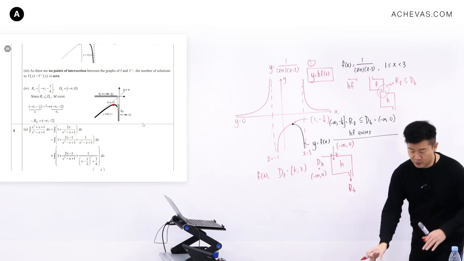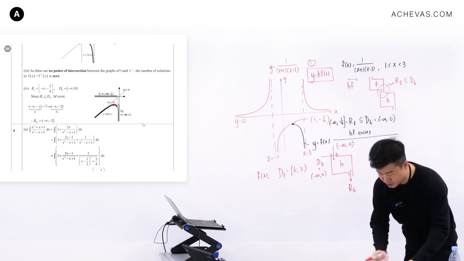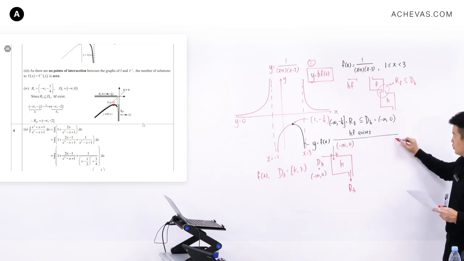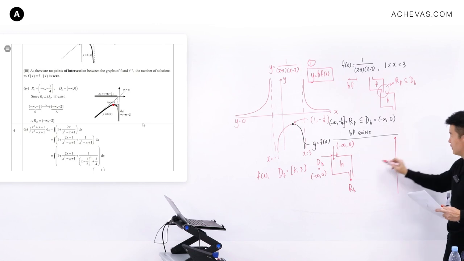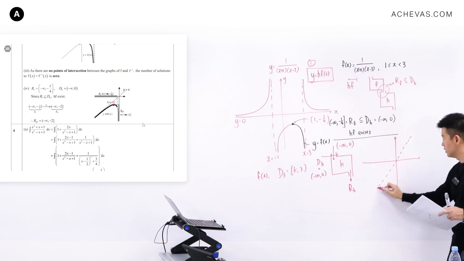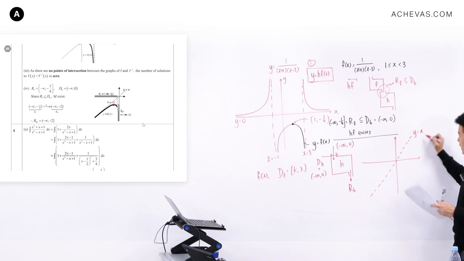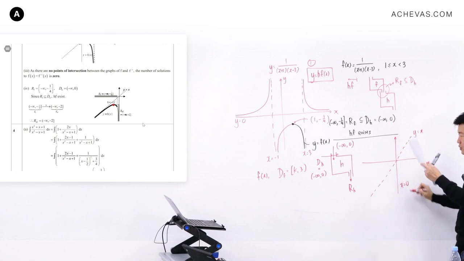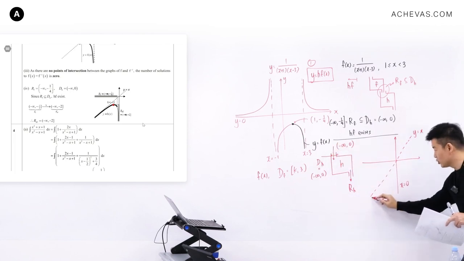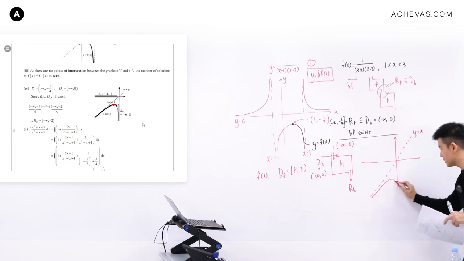And to analyze this, I'm going to sketch a graph. Let me just very quickly sketch it here. And the graph of H is going to look something like this. So we have this, we have this. For H, it has an oblique asymptote y is equal to x. It has a vertical asymptote x is equal to zero. And we are looking at a part where x is strictly less than zero. So we have a graph that is like this.